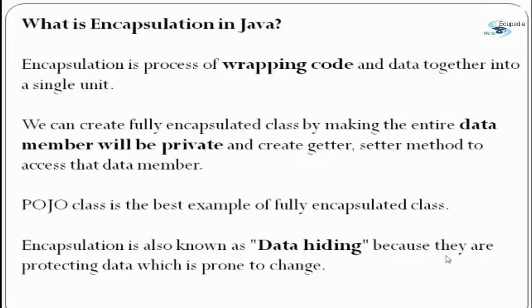POJO is nothing but plain old Java classes. And encapsulation is also known as data hiding because you are protecting the data which is prone to change. So any data which is important to us, we are hiding it and only providing getters and setters to access it.